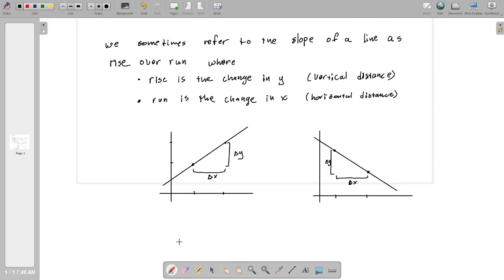From this we can see that the slope will be the change in y divided by the change in x. So now all we really need to do is figure out what these are. What is delta y and what is delta x?